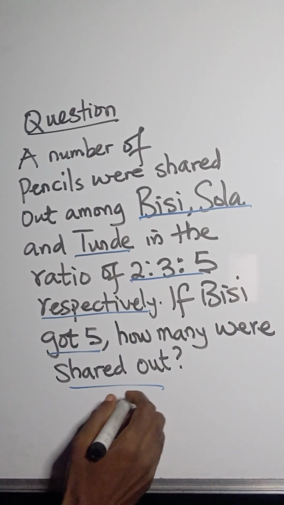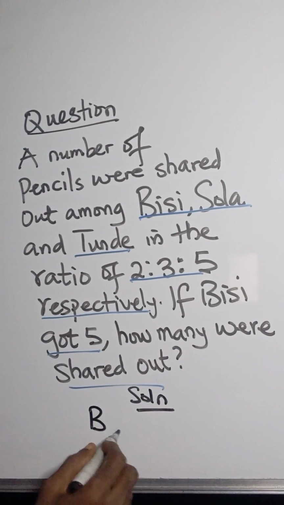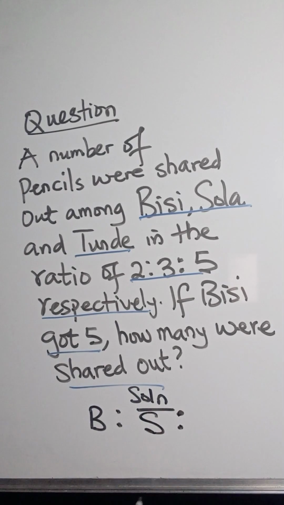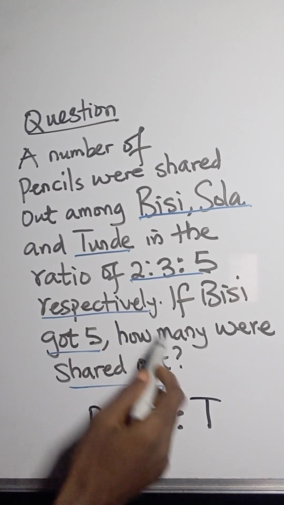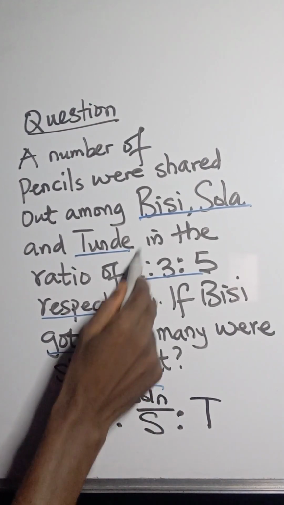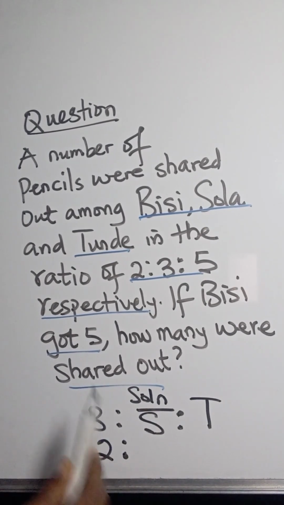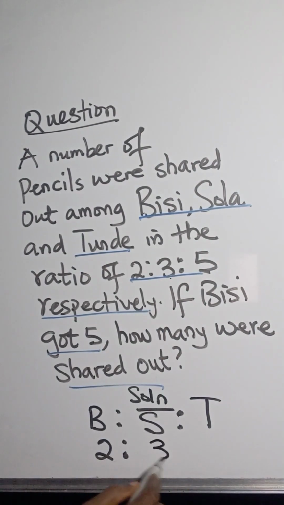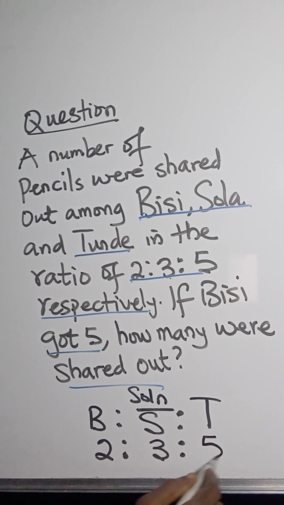The first thing is when we have ratio, we can represent BC as B, Sola as S, and Tunde as T. Now the question says respectively. Respectively means the first number should be for the first person, the second one for the second person, and the third number should be for Tunde. Alright, so that's our first step.